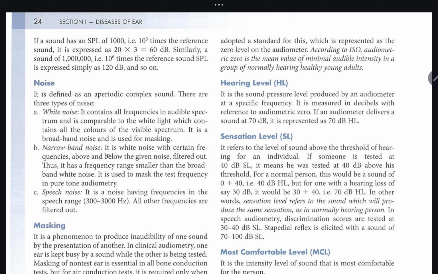Narrow band noise. It is white noise with certain frequencies above and below the given noise filtered out. Thus, it has a frequency range smaller than the broadband white noise. It is used to mask the test frequency in pure tone audiometry. Speech noise. It is a noise having frequencies in the speech range 300 to 3000 Hz. All other frequencies are filtered out.